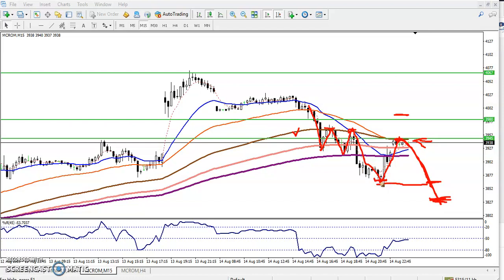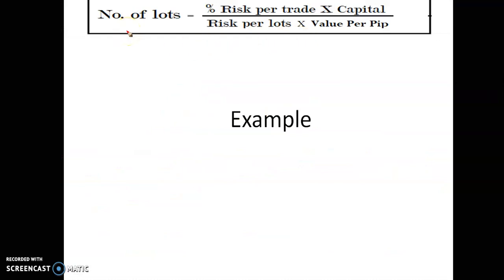So how will you do the money management here? Suppose you have 50,000, and you want to take 2% or 3% risk. Let me explain that formula. Here is the formula: number of lots. Suppose you want to enter, how many lots can you go for? Suppose you are going to take 3% risk, multiplied by total capital. Suppose you have a total capital of 1 lakh.